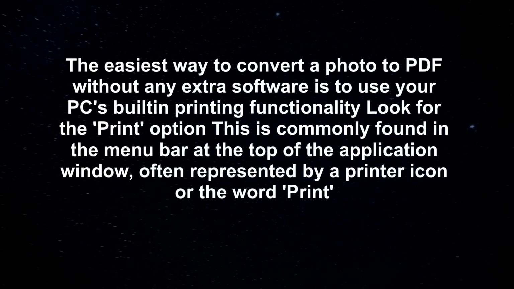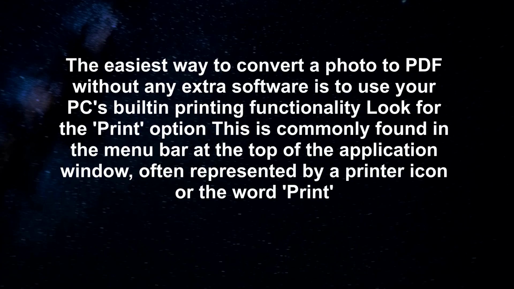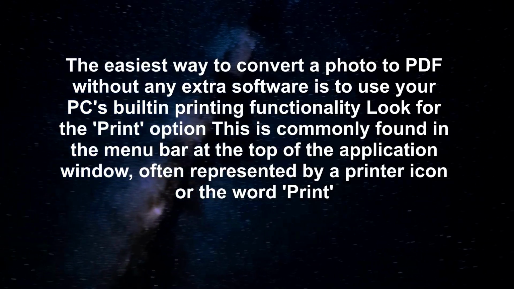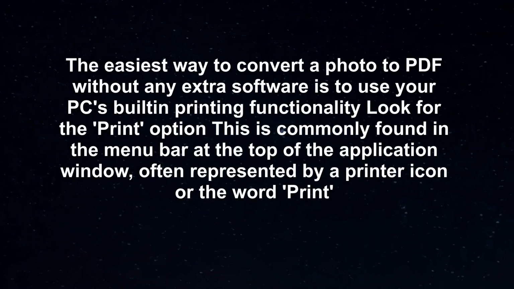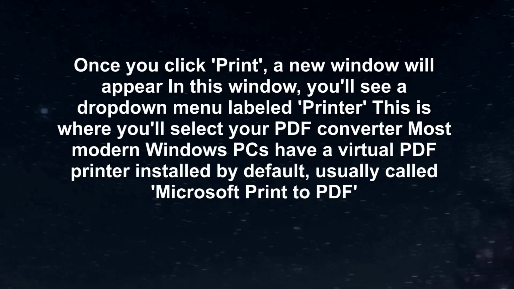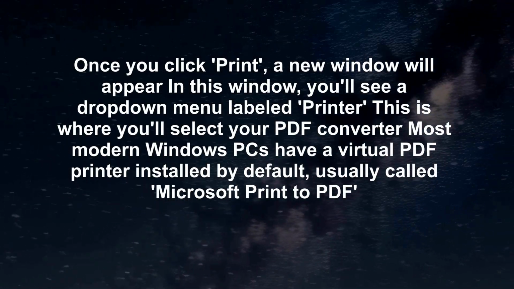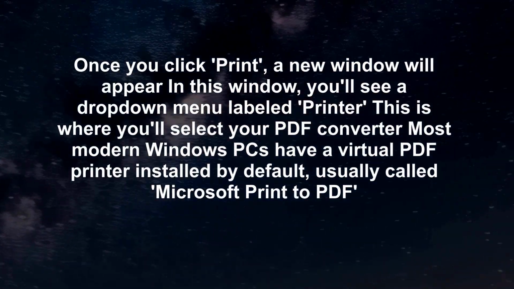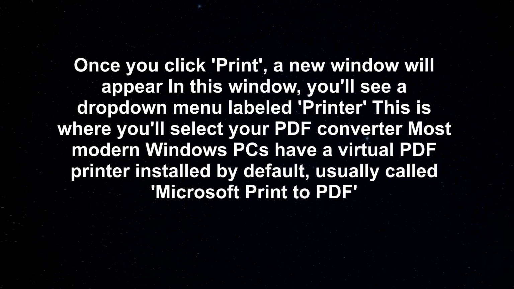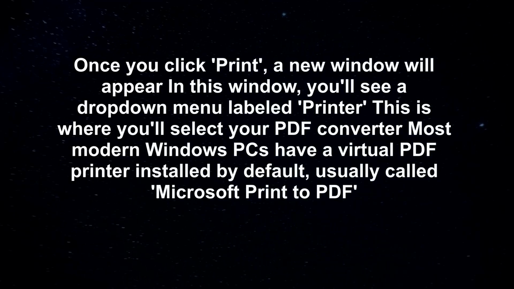This is commonly found in the menu bar at the top of the application window, often represented by a printer icon or the word Print. Once you click Print, a new window will appear. In this window, you'll see a drop-down menu labeled Printer. This is where you'll select your PDF converter.